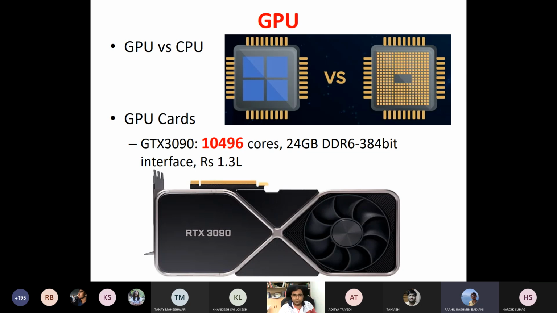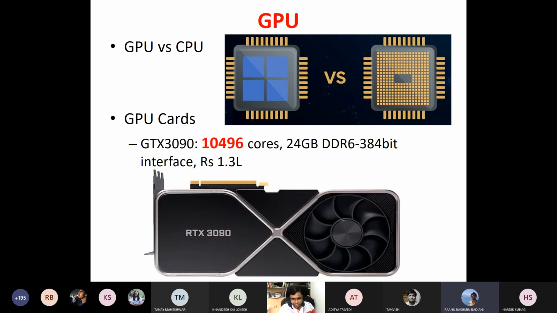What is CPU and what is GPU? Have you heard about the GTX 3090? Any graphics card you have heard about? Yes, sir. So the RTX 3090 is around 1.3 lakhs if you search on Amazon. And these have around 10,000 cores. Whenever you say 10,000 cores in a small graphics card, how big will each core be?